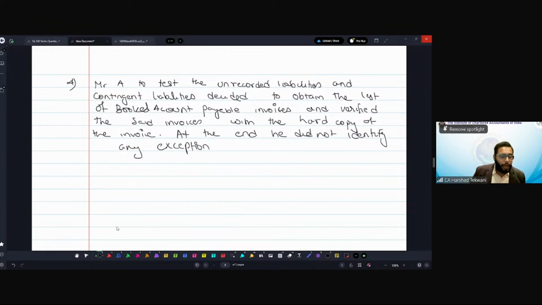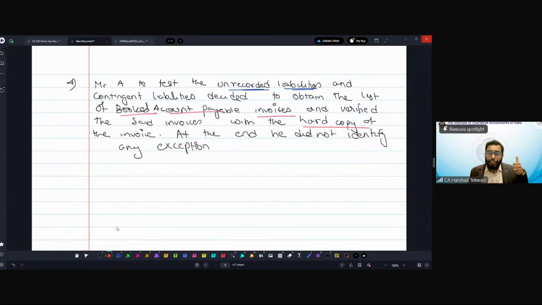So when I talk about unrecorded liabilities, this is something which is not there in the books. Now, obtaining a list of booked account payable invoices and verifying with the hard copy is testing where I'm checking the accuracy of the booked account payables, like valuation of the accounts payable, or accuracy of the purchases. So if I want to verify accuracy assertion of purchases, or valuation assertion of accounts payable, perfectly fine. This testing will give me the required audit evidence.